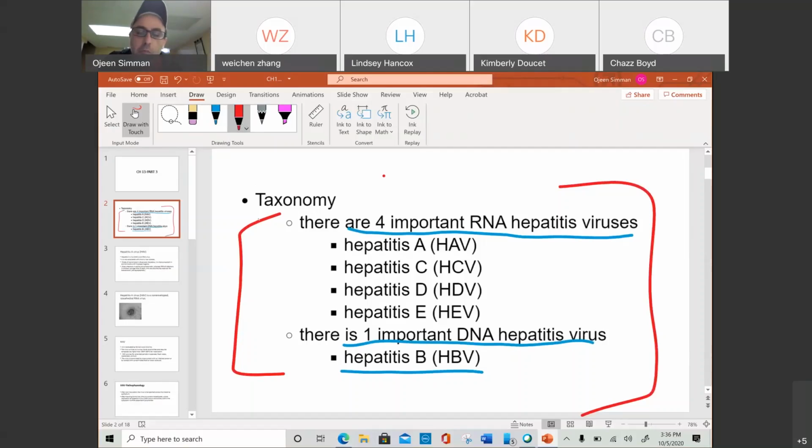So remember, the only hepatitis virus that has a DNA genome is the hepatitis B virus. That B virus.